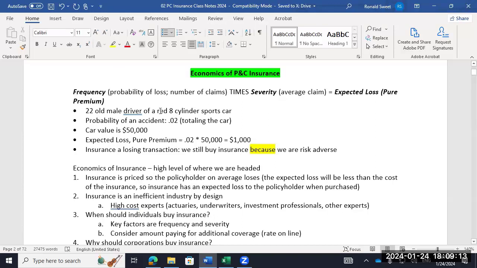All right. So the pure premium. If you have a 22-year-old male driving, I don't know if there's such thing as an 8-cylinder car, but a real powerful sports car, you have a 2% chance that he's going to total the car. The car is worth $50,000. So your expected loss is 2% times $50,000 or $1,000. Now, what's the insurance company going to charge? A lot more than $1,000 because they have expenses, they need profit.